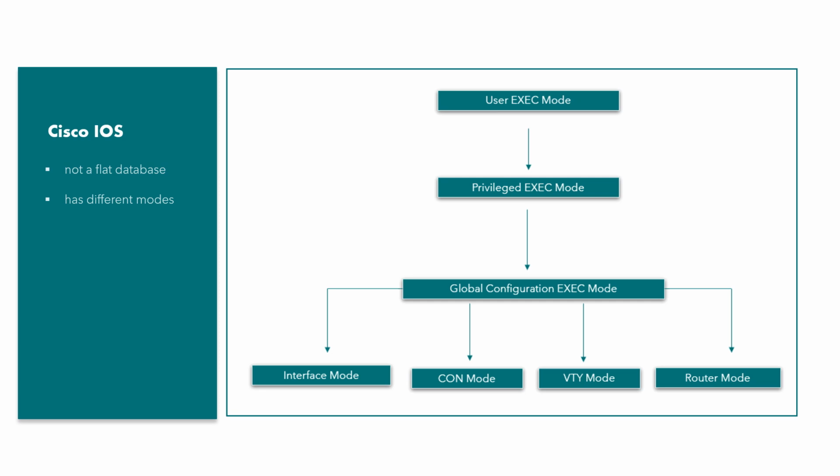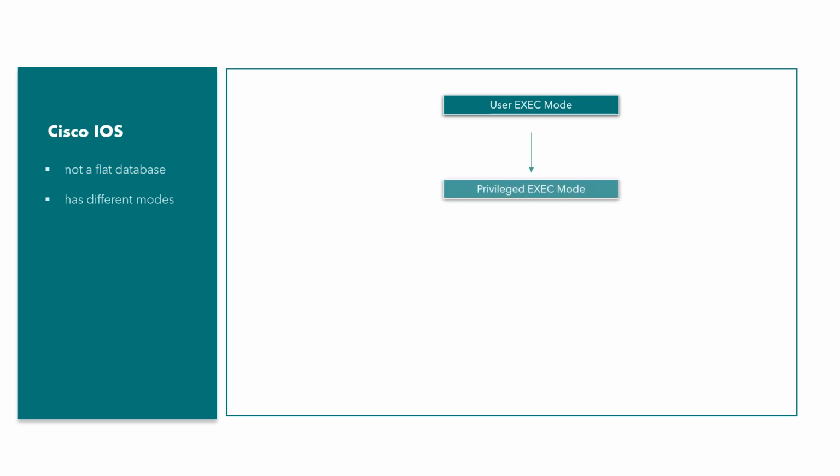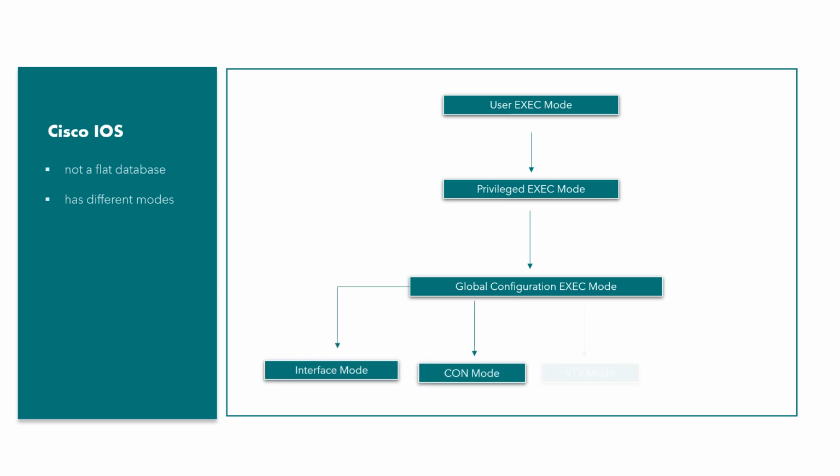Cisco router IOS is not a flat database. It has different modes. When you turn the router on, you'll access user mode. From user mode, you can access privilege mode. From privilege mode, you can access global configuration mode. From global configuration mode, you can access other modes such as interface, CON, VTY, and router modes.